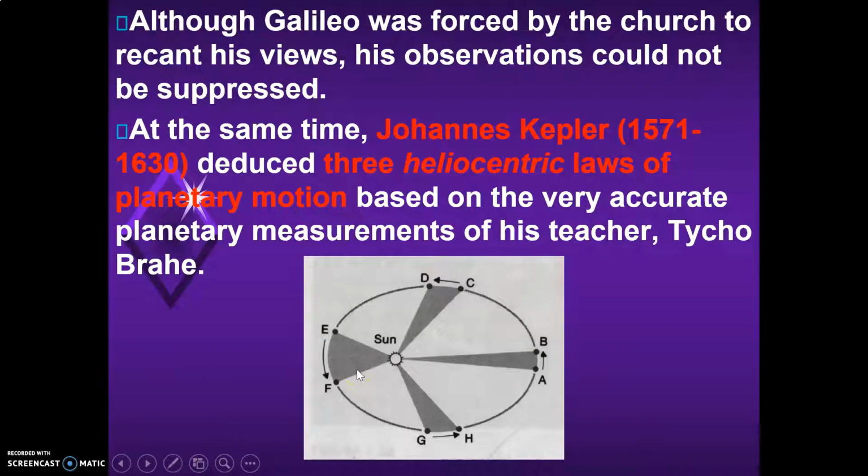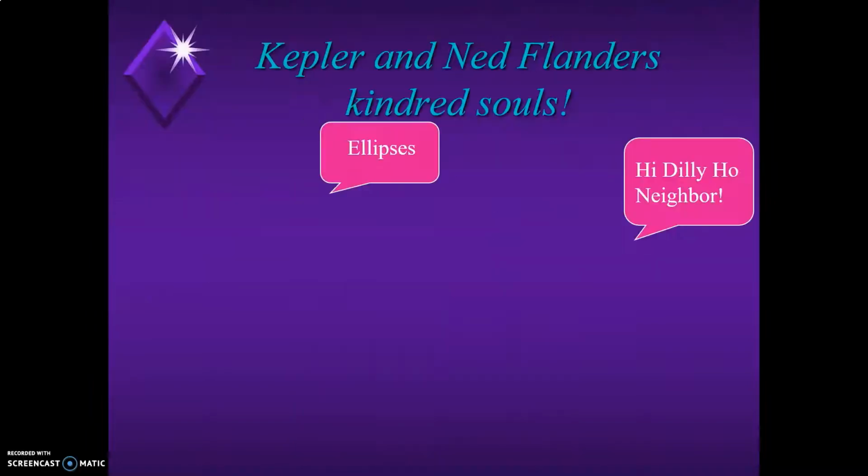And then his third law is just a math equation. It's p squared equals a cubed. So that's what we're going to talk about with Johannes Kepler.